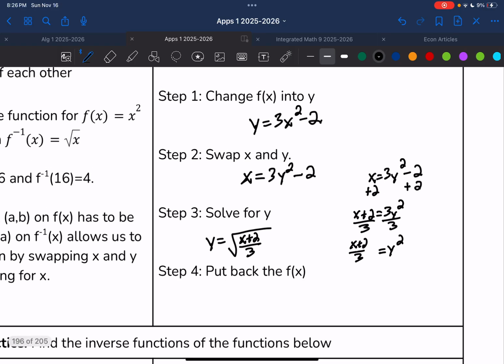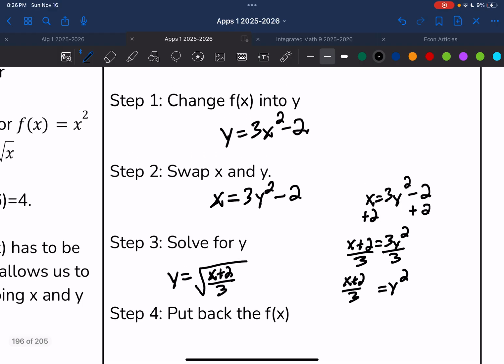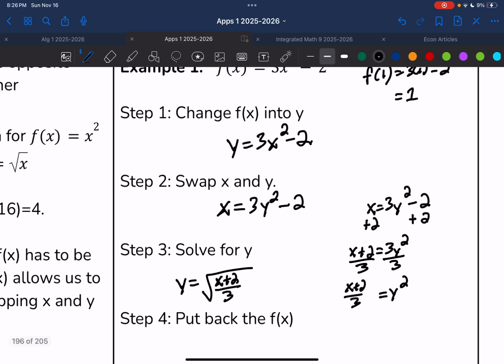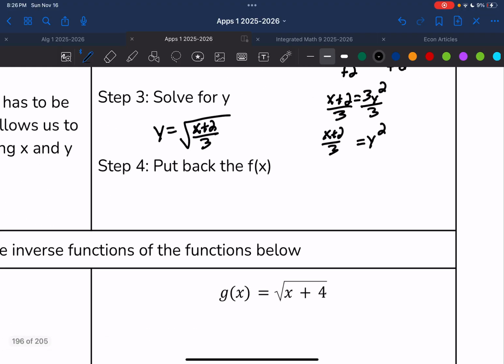And that is kind of a crazy-looking function. But if we think about why that works, let's try and think about what f of 1 would be. Right, so f of 1 would be 3 times 1 squared minus 2. So f of 1 would be 1. And that means that f negative 1, the inverse function, so we want to put back the f of x, we want it to now be f negative 1 of x. So this is what we just solved for to be the inverse function, the square root of x plus 2, over 3.